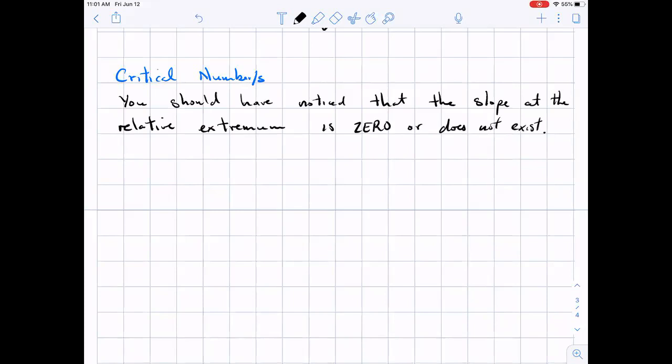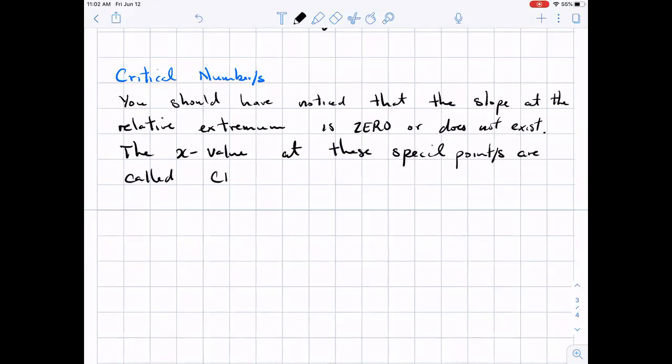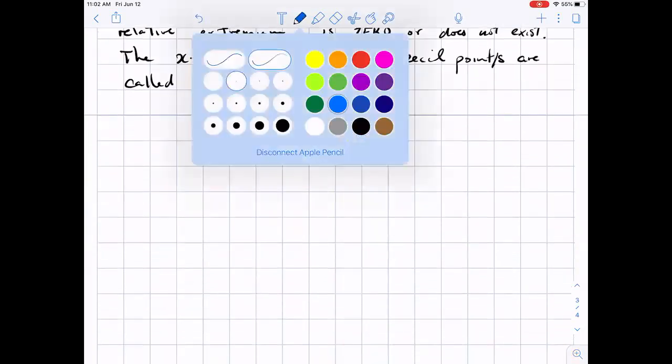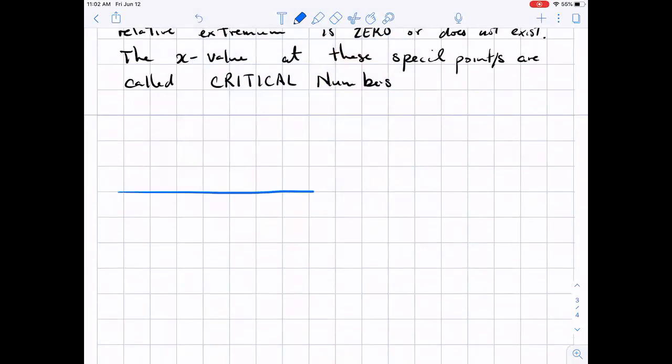The x value at these special points are called critical numbers. Okay. So if I show a picture here to briefly discuss the two situations we're talking about.